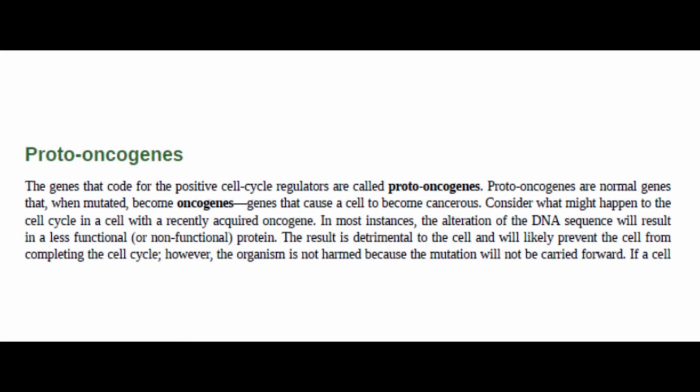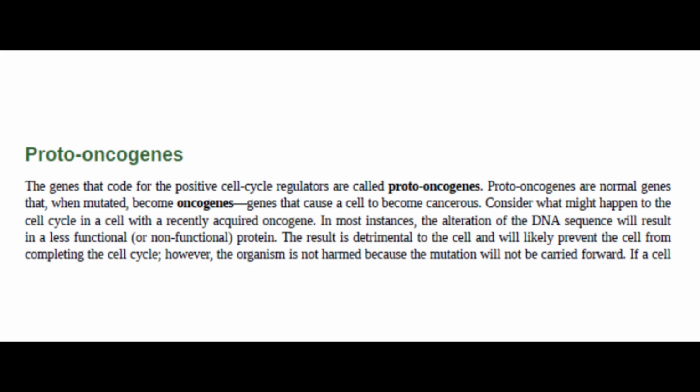Proto-oncogenes. The genes that code for the positive cell cycle regulators are called proto-oncogenes. Proto-oncogenes are normal genes that, when mutated, become oncogenes, genes that cause a cell to become cancerous. Consider what might happen to the cell cycle in a cell with a recently acquired oncogene.